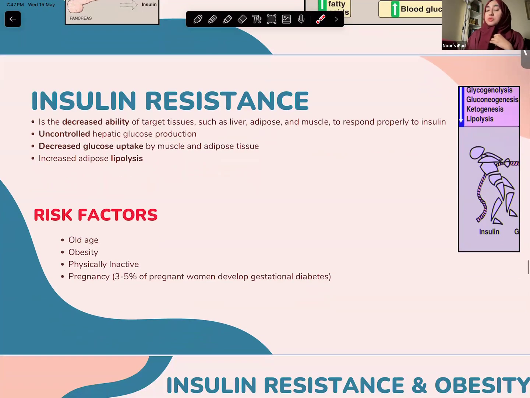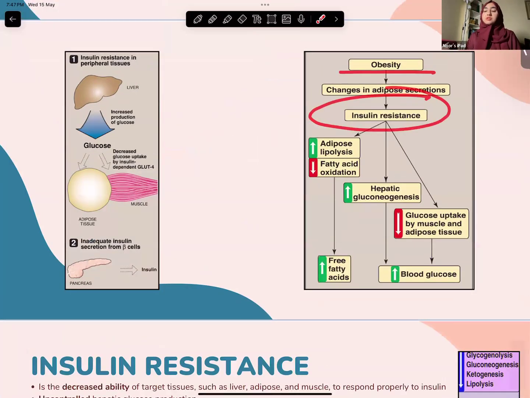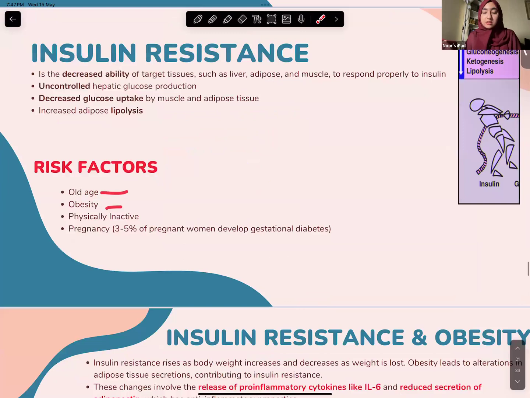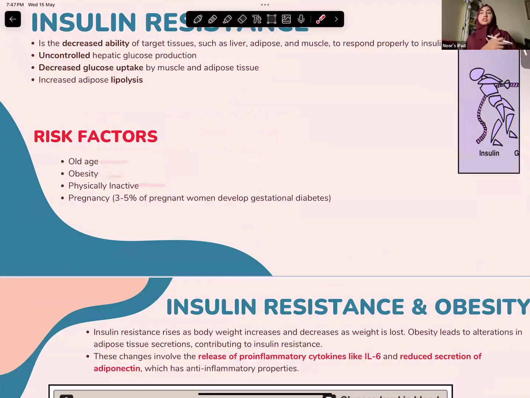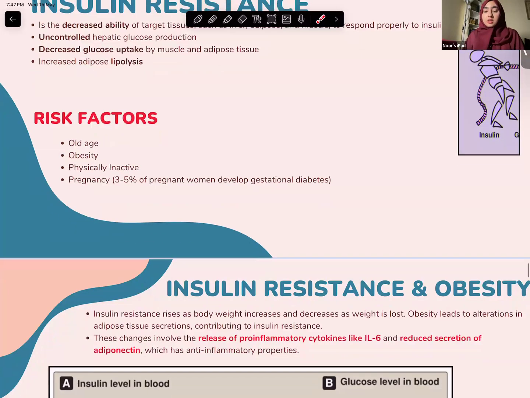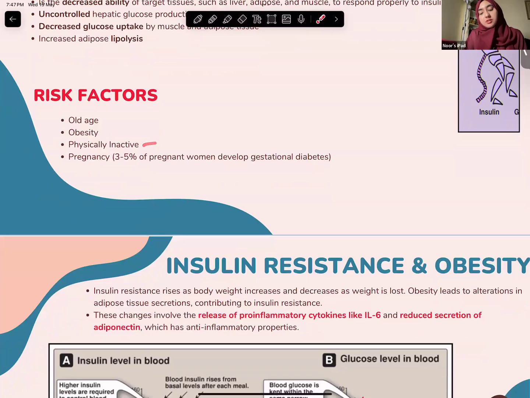Okay, and what are the risk factors of having insulin resistance? It is old age, obesity, like I mentioned here, one of the main factors. And being physically inactive means having no exercise, having no physical activity, so it's one of the risk factors, and also pregnancy, like around 3 to 5% of pregnant women develop gestational diabetes. There is another slide on gestational diabetes, and we'll talk about it.